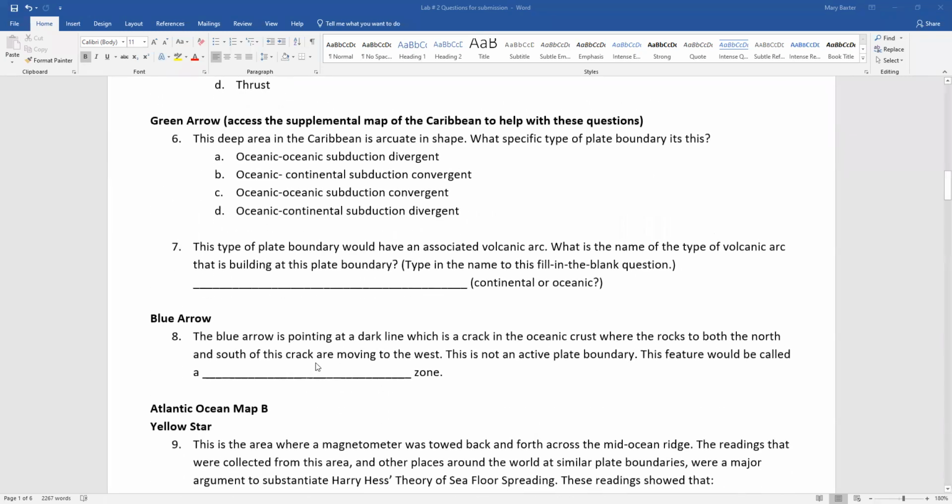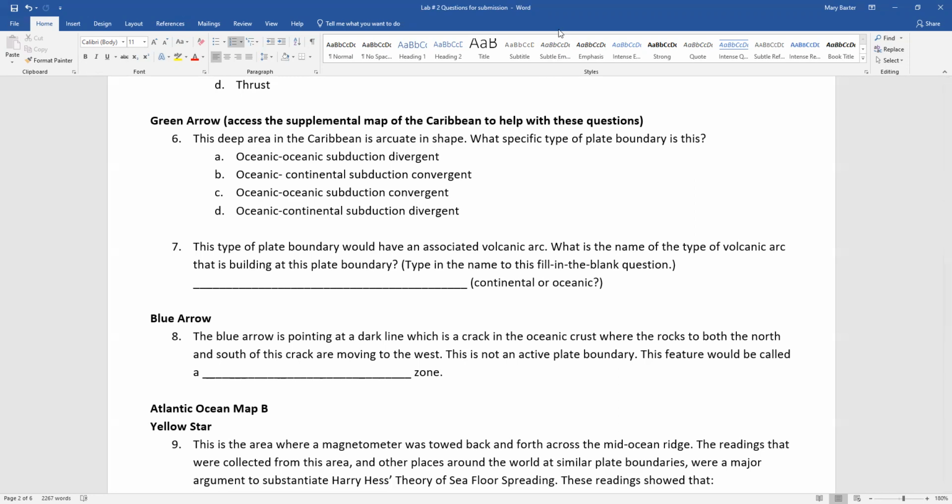Now moving on to the green arrow, and it says access the supplemental map of the Caribbean to help with these questions, these two. This deep area in the Caribbean is arcuate in shape. What specific type of plate boundary is this? Add an extra letter in there.